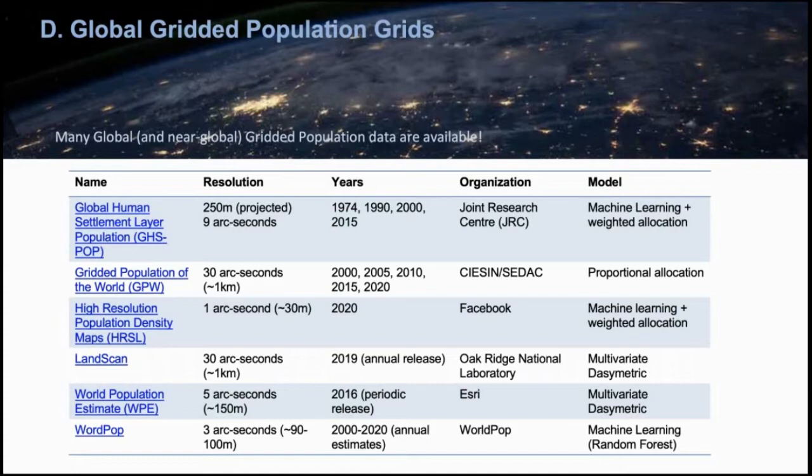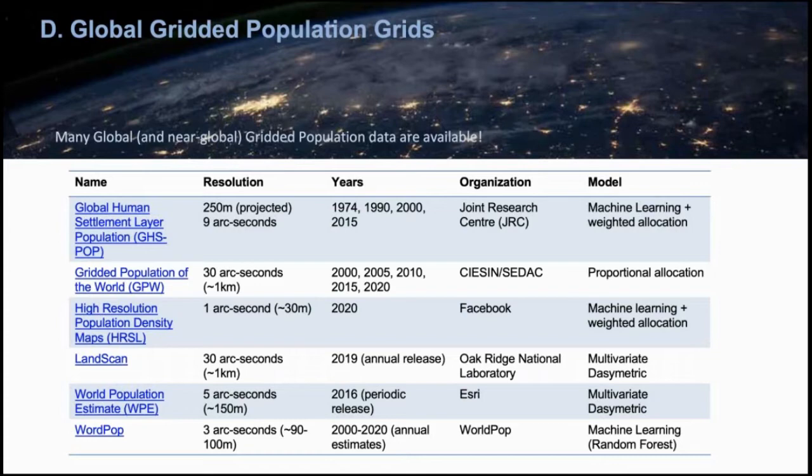The other thing to consider is what time periods you need and whether you need to look at change. So the GHS POP and WorldPop, which have epochs from 75, 90, 2000, 2015 for GHS POP, and annualized 2000 to 2020 estimates for WorldPop, are your best options for actually looking at population change.